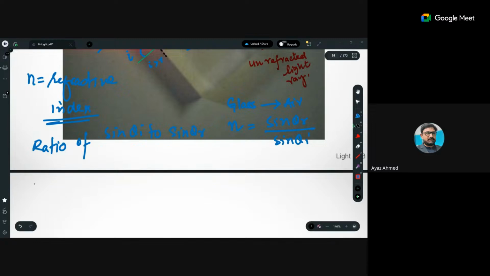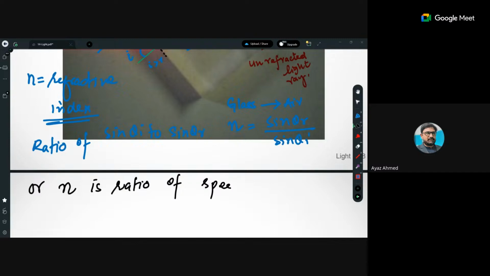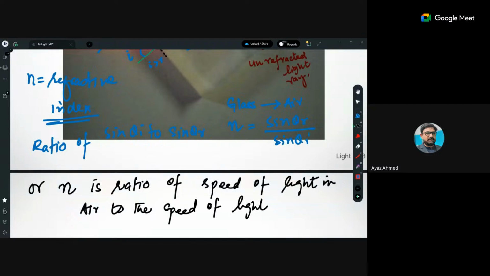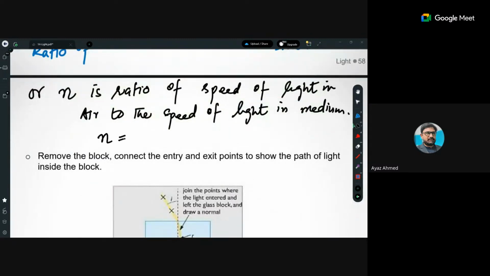You can use another definition. The refractive index is the ratio of the speed of light in air to the speed of light in the medium. So from this definition, n is equal to c by v. This is another formula which will be used.